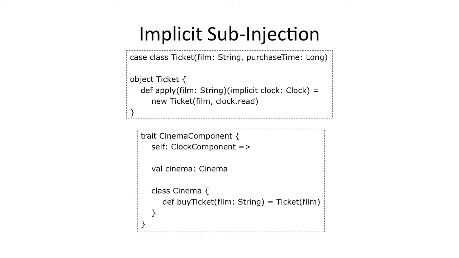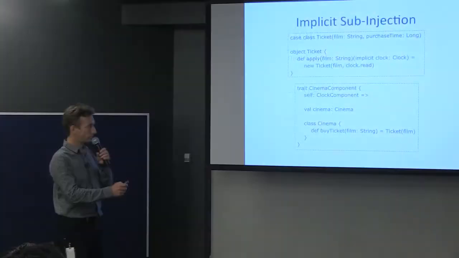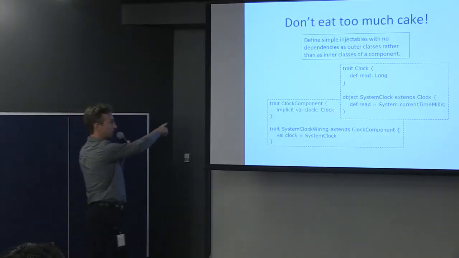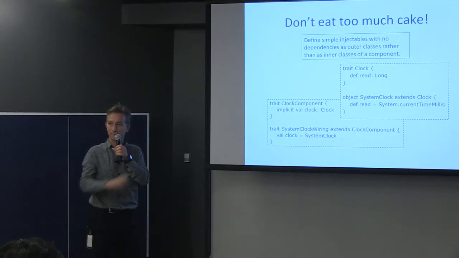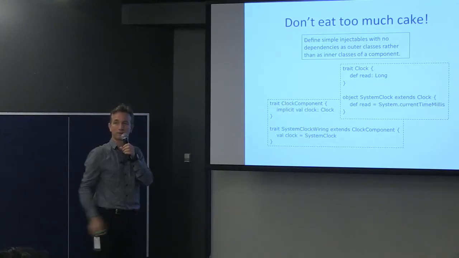Implicit sub-injection. So you noticed on the last one that I've actually got an implicit on the val, so you can play all sorts of games there. So it's got a cake pattern, but I've got an implicit val, not just a val.